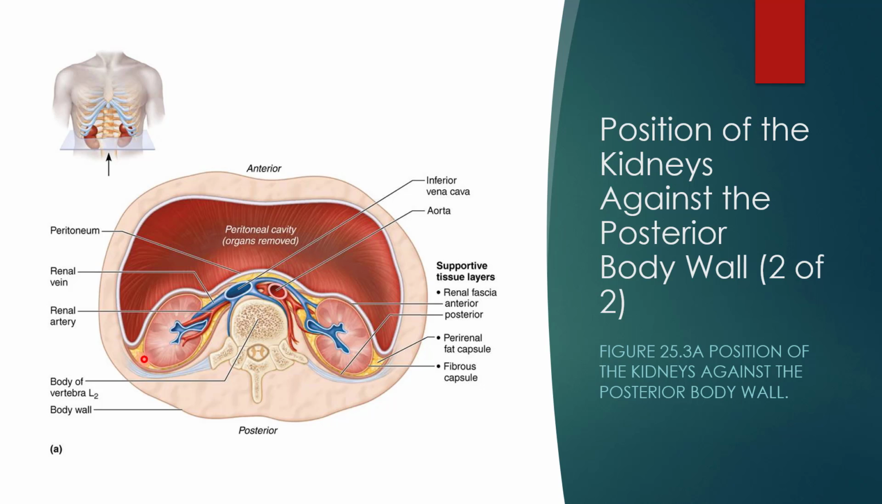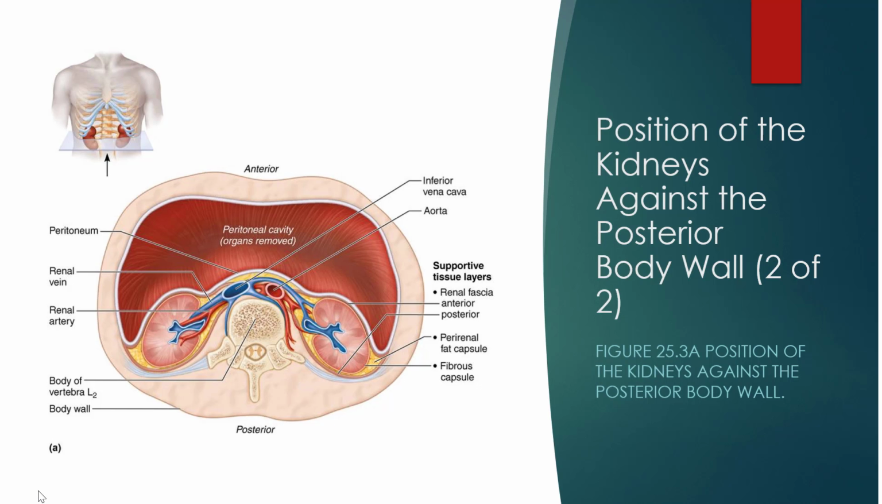This is a picture showing you how the kidney is retroperitoneal. The peritoneum is the white line on top. This is the area that would cover on top of the kidney. And this entire red area here is a cavity. It is not showing the rest of the other organs in the peritoneal cavity.